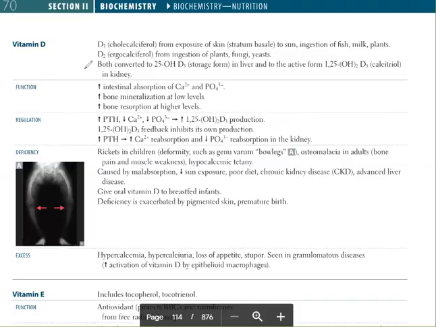So now I'll quickly read this. Okay. So you see D3, cholecalciferol, from exposure to sun. I just told you this is stratum basale, a lining of your skin. We have 5 layers of skin. One of them is stratum basale. At that level, your skin gets exposure to the sunlight, and this process starts. Sun, ingestion of fish.